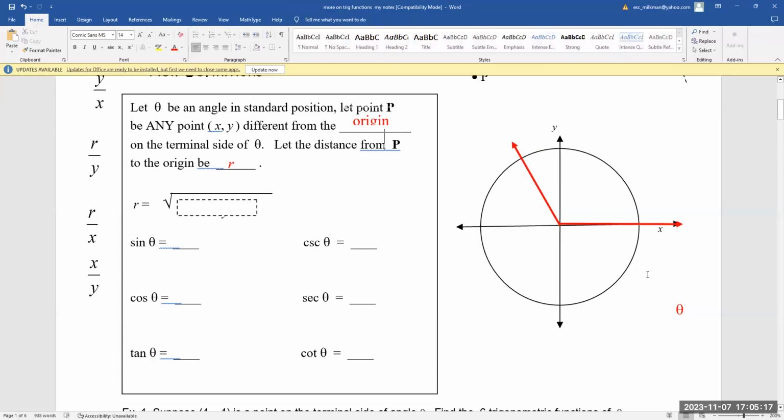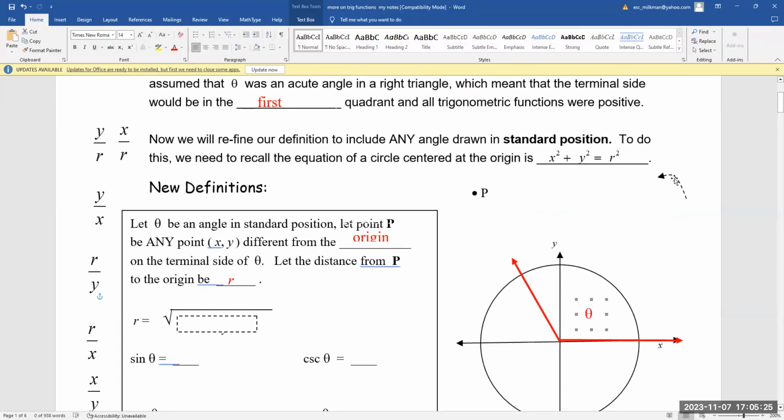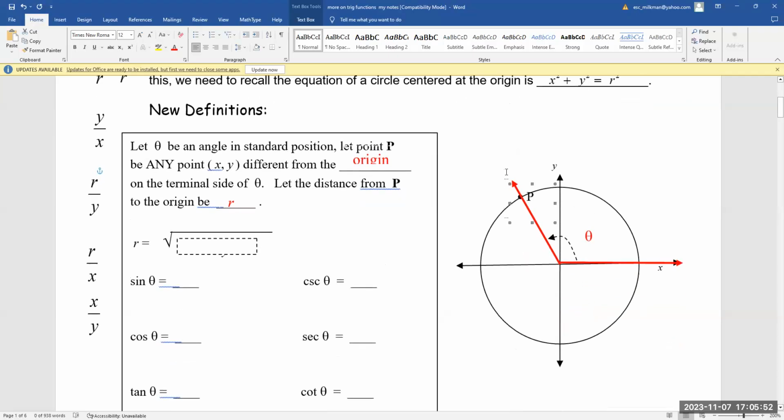And the way that we draw our angle is we don't just label it with our angle theta. We actually have a sweeping arc indicating the amount of rotation we have. And our point P is on the terminal side of your angle theta. I'm going to put it down on the circle because I want the distance from the origin to my point P to be r, which is the radius of the circle.